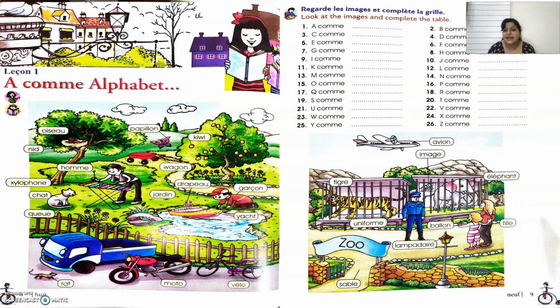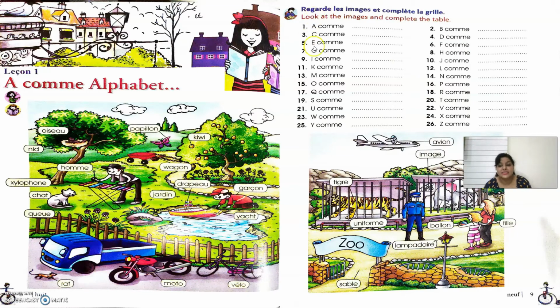Now you can see that on the next page they have given you the exercise. They have written "regarde les images et complète la grille." That means look at the images and complete the table. So here they have written A comme. Comme means is for. So you have to search out which word starts from A. That is avion. So you would write it down here: A comme avion.